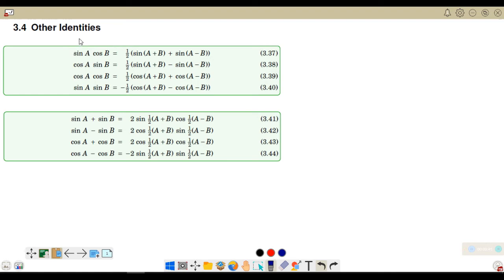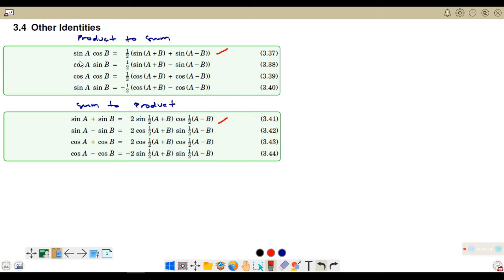First, we have the product. So these are the product to sum formulas, and this other box is for the sum to product. Hindi ko iisa-isahin yung proof. I think I am going to show the proof for 3.37 and 3.41 lang.